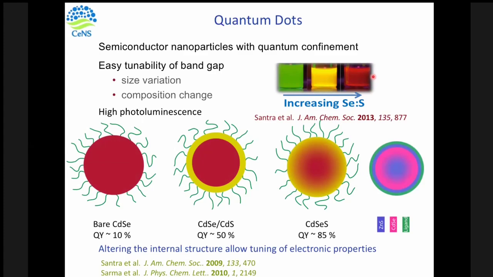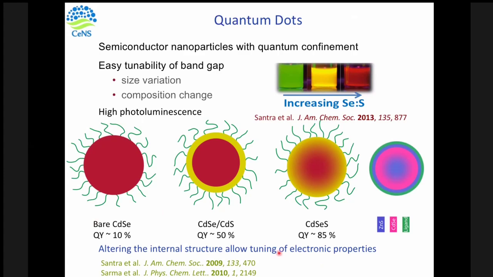So for example, so far in the previous case, we talked about just bare cadmium selenide. That means though everything is cadmium selenide, on the surface we have passivating ligand. Then the quantum yield is 10%. What is quantum yield? See, I am sending 100 photons to this material. I am exciting with 100 photons, and what I am getting is 10 photons coming out as photoluminescence. That is the quantum yield.